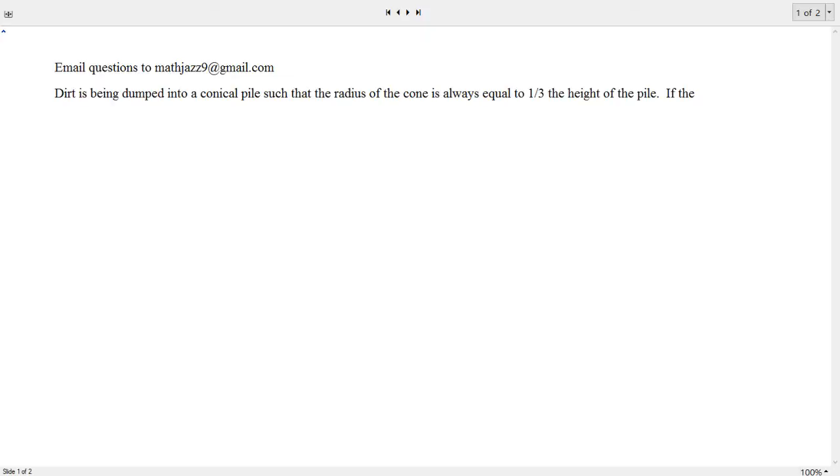If the dirt is being added at a rate of 1 cubic foot per minute, at what rate is the height of the pile growing?